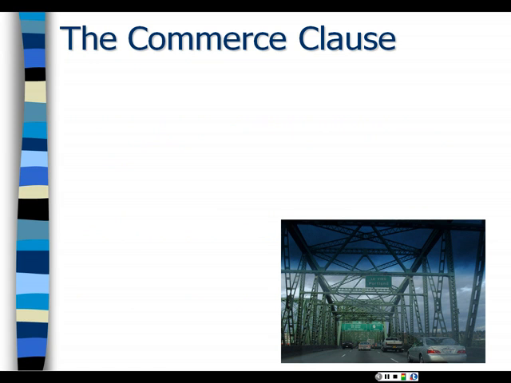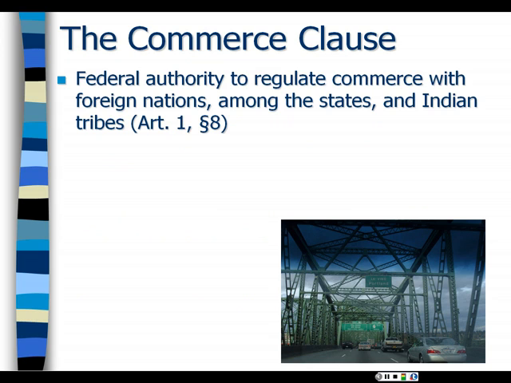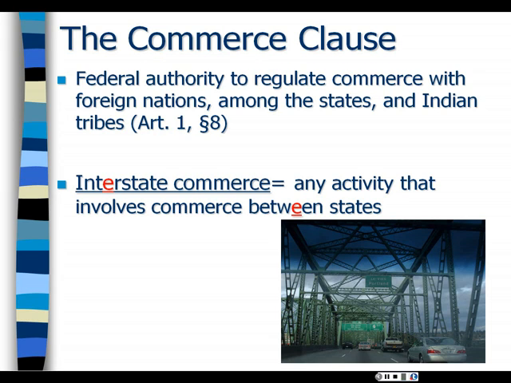Okay, the Commerce Clause. Again, this is Article 1, Section 8 of the Constitution. It says federal authority to regulate commerce with foreign nations, among the states, and with Indian tribes. It's spelled out that way. The Indian tribes in the day of the Constitution were considered to be separate nations, and so the focus of Congress's federal authority is on interstate commerce. That's any commerce or trade that happens between states. I have highlighted the E as one way of memorizing: interstate is between states, intrastate is trade within a state.